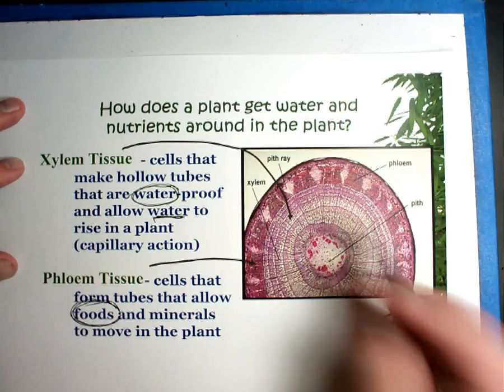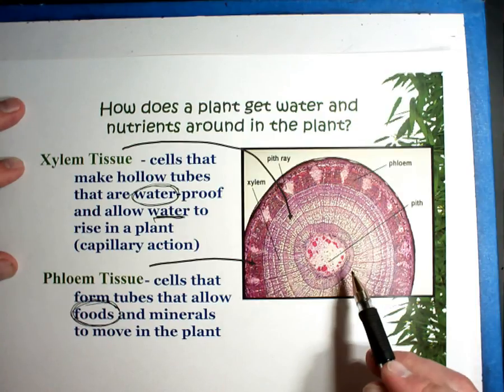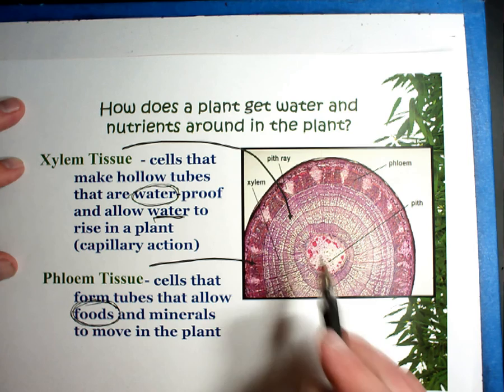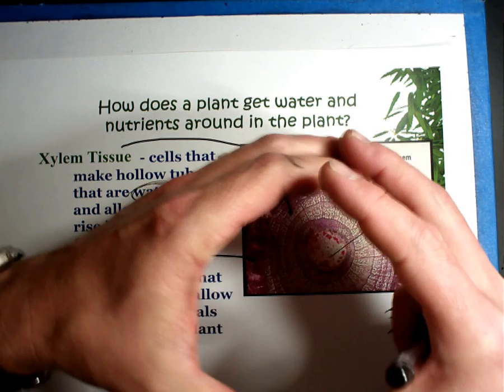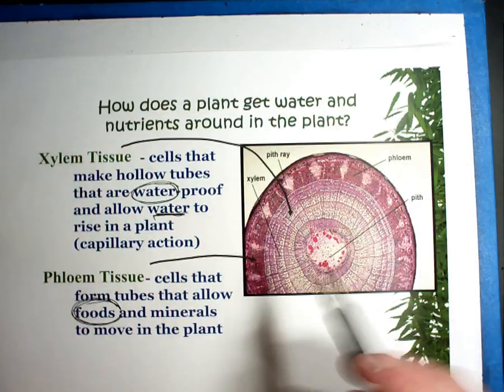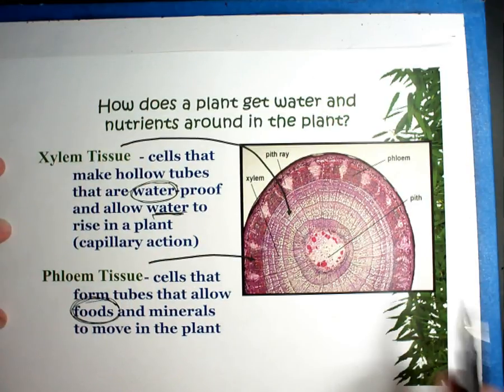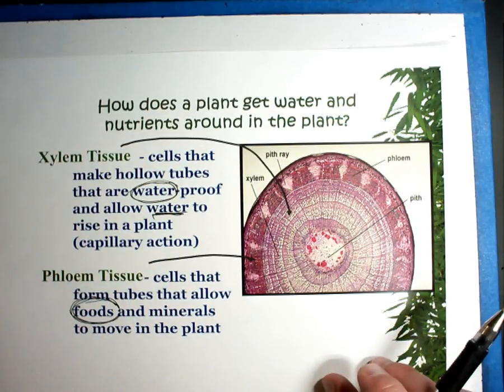You can almost see the rings on the inside as well. And the rings come from layer after layer after layer. As that plant gets bigger and bigger, as it grows taller and taller, they make more and more xylem and phloem. So when you look at the rings on a piece of wood, that's actually what you're seeing.